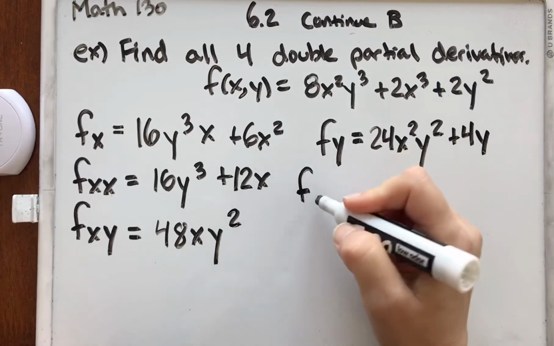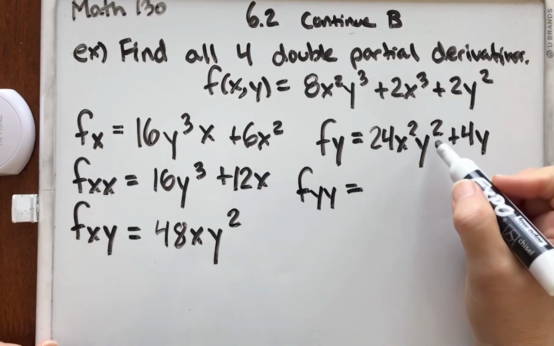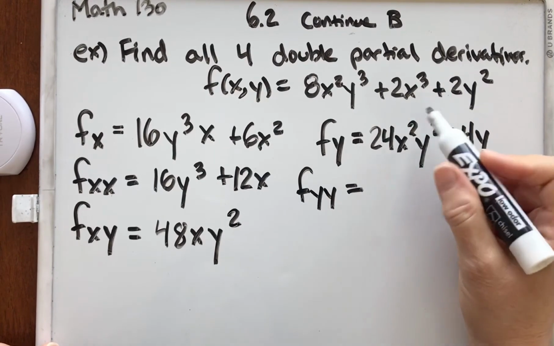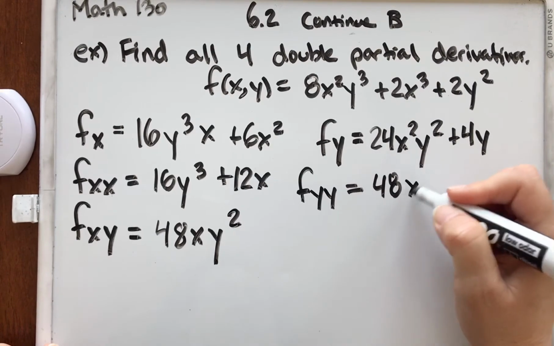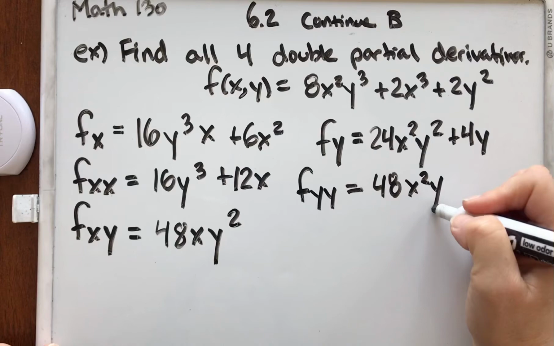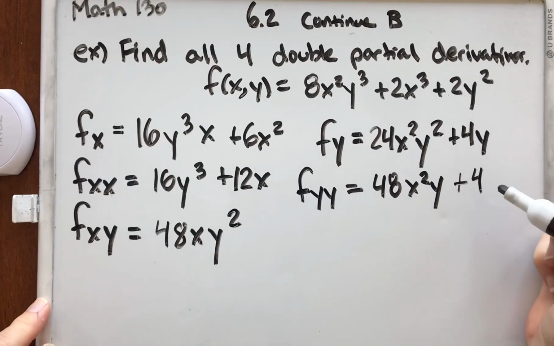Okay, so now we're going to do the double, fyy. This is our variable. We bring down 2 times 24, which is 48. We keep the constant and take away 1. This ends up just being 4.